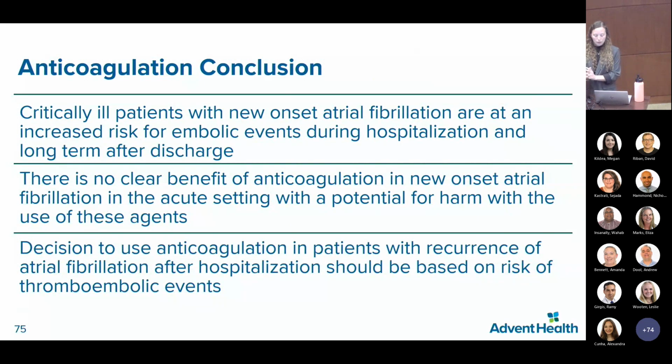So critically ill patients with new onset AFib are at a 22% increased risk for ischemic stroke. Benefits of anticoagulation have been shown in the outpatient setting, but those benefits have not been replicated in the critically ill population. Anticoagulation was actually shown to be harmful in this setting. Patients should be assessed for the need for anticoagulation once the acute illness has resolved.